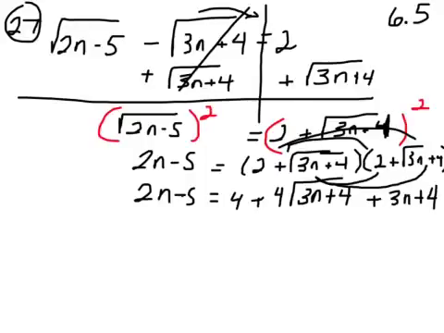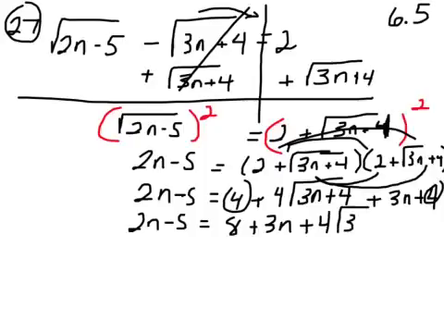Okay, so I have 2n minus 5. And then over on this side, I have 4. I can say, well, 4 plus 4 is 8. And then I have a 3n. And then I have 4 square root of 3n plus 4. All right, so we've already put one radical on each side and squared once. Now we need to do it again. We're going to repeat that process.